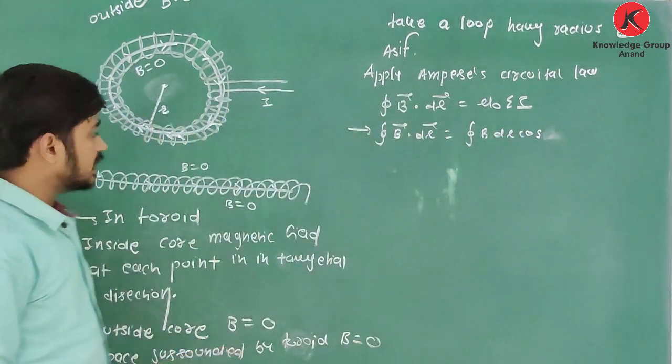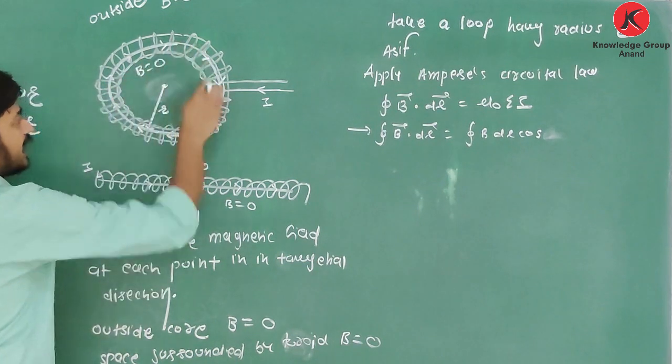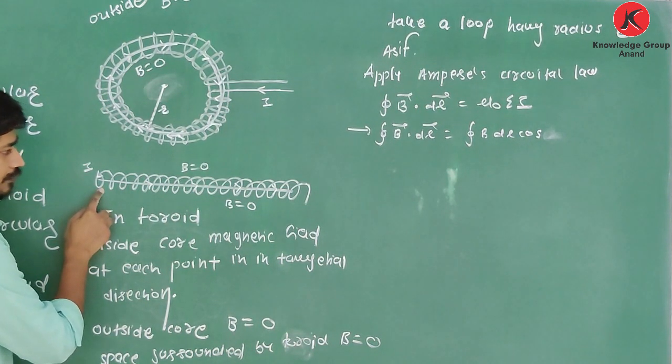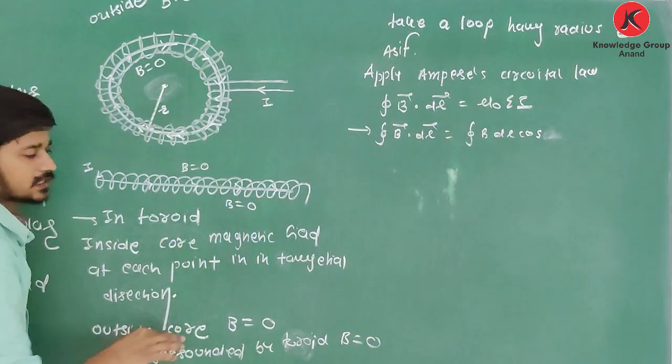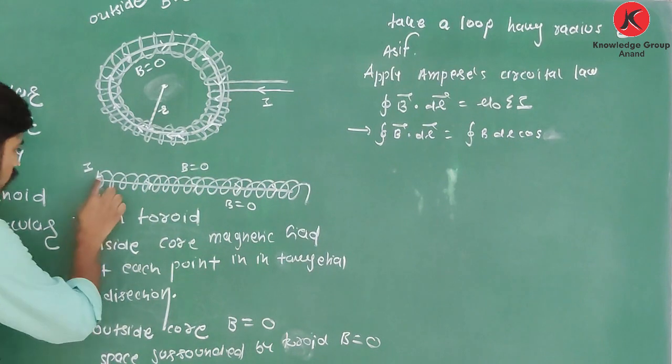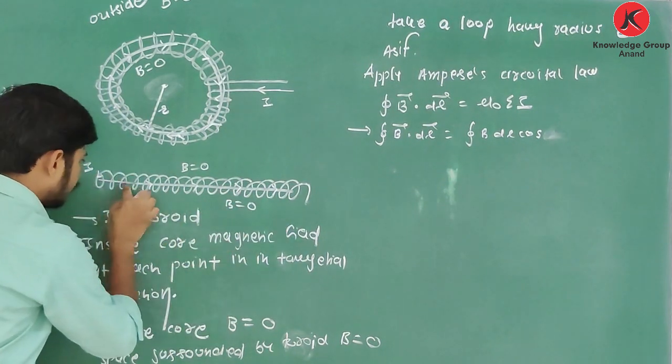Now what is the value of theta? See, in the case of a toroid, inside the core, the magnetic field at each point is in the tangential direction. Why the tangential direction? Again, in a solenoid, the magnetic field is parallel to the axis. If I bend this solenoid to make a toroid, then observe this line.